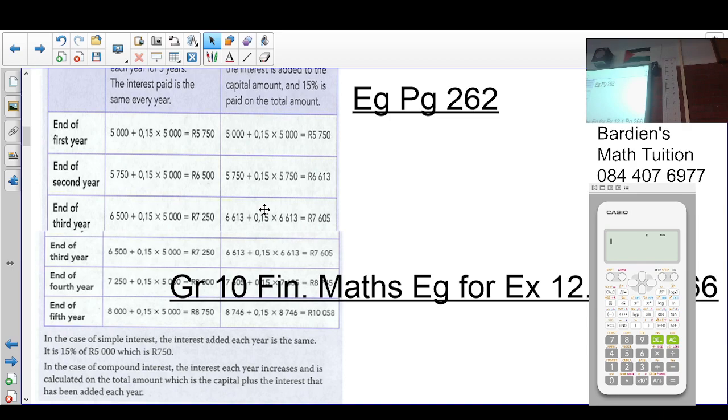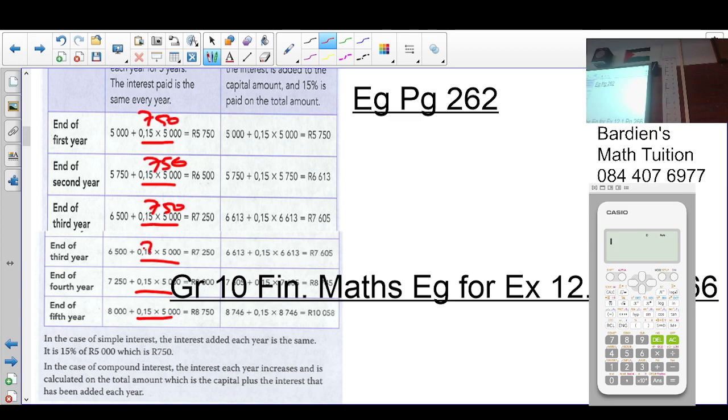So at the end of the first year it is going to be 5,750 rand. In year 2 it's 750, year 3 is 750, year 4. As you can see here, the interest that gets added is the same, which is 750 rand, added every year. Can you see that? So it remains the same.